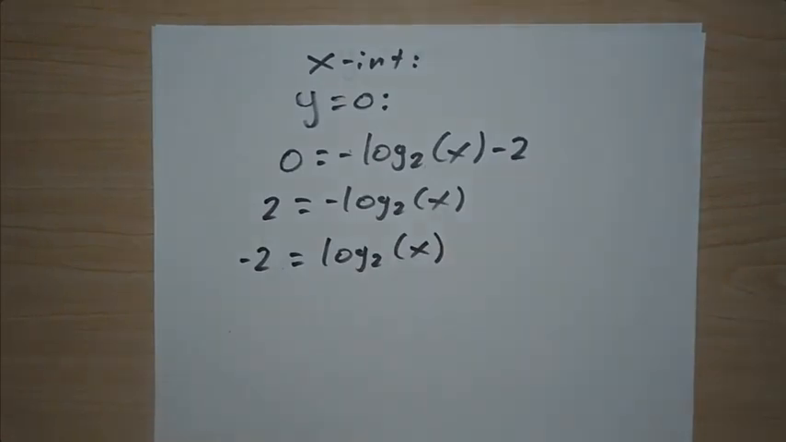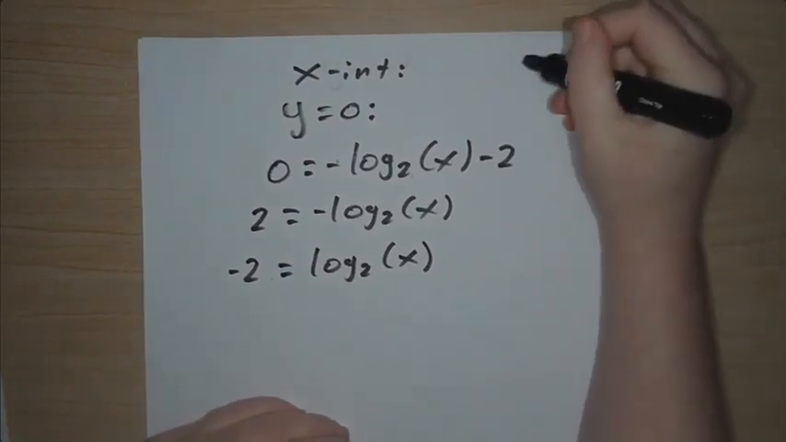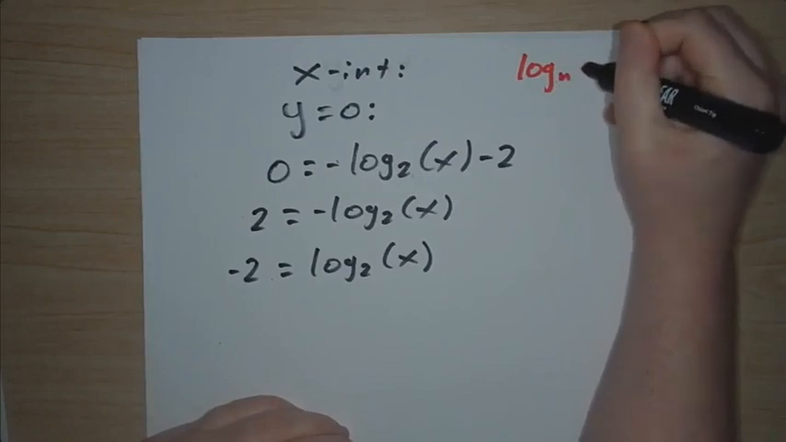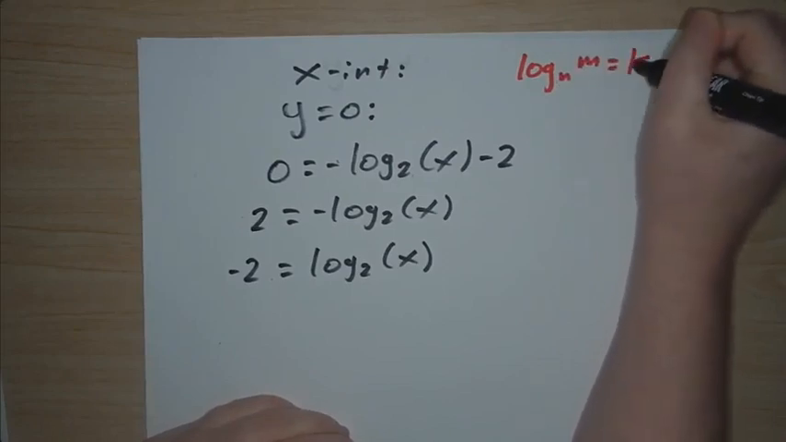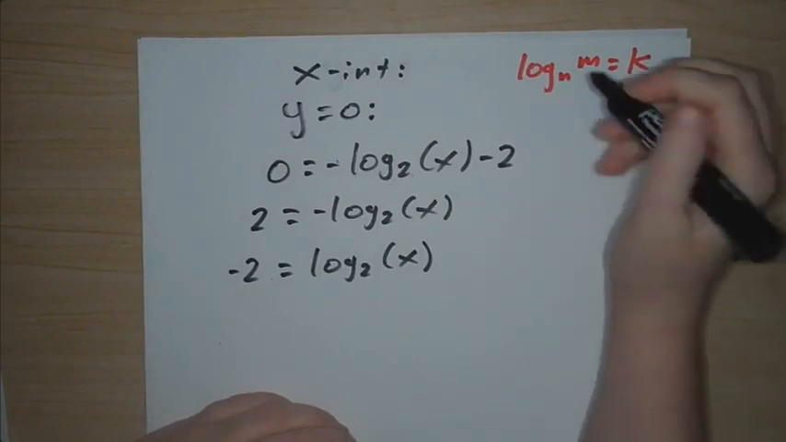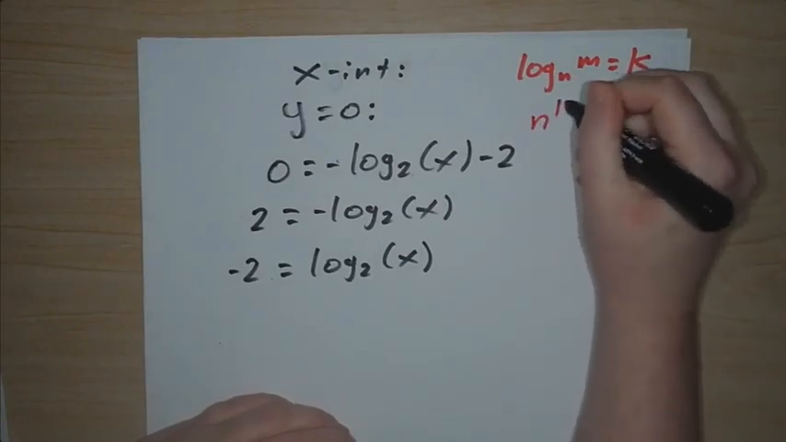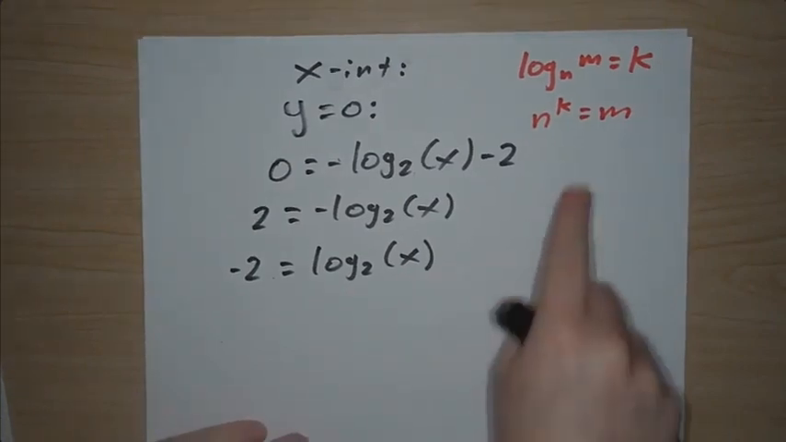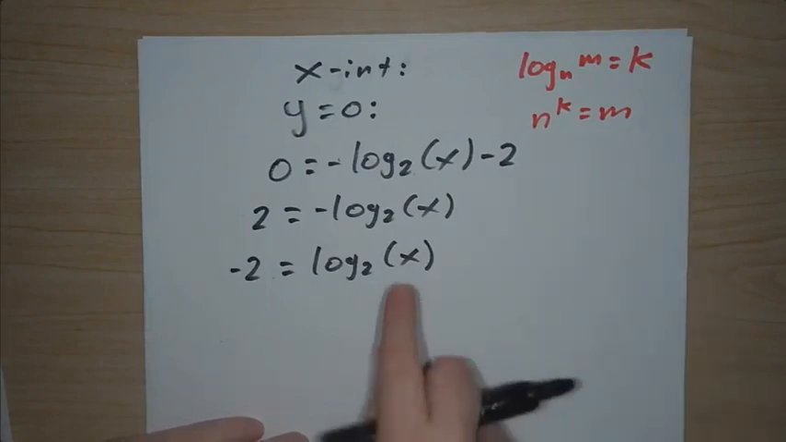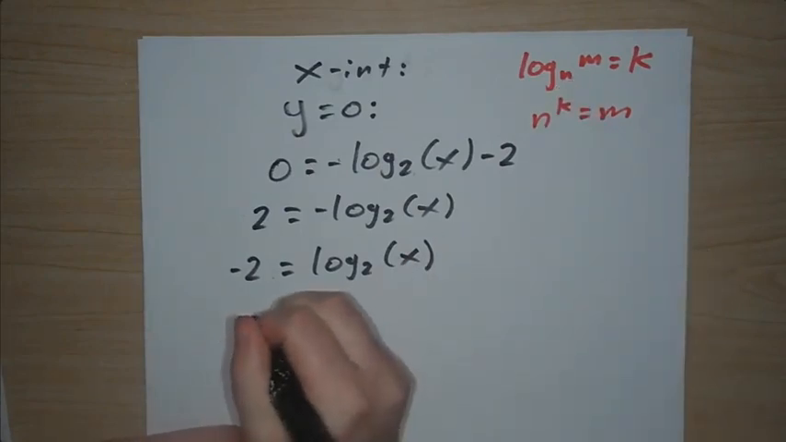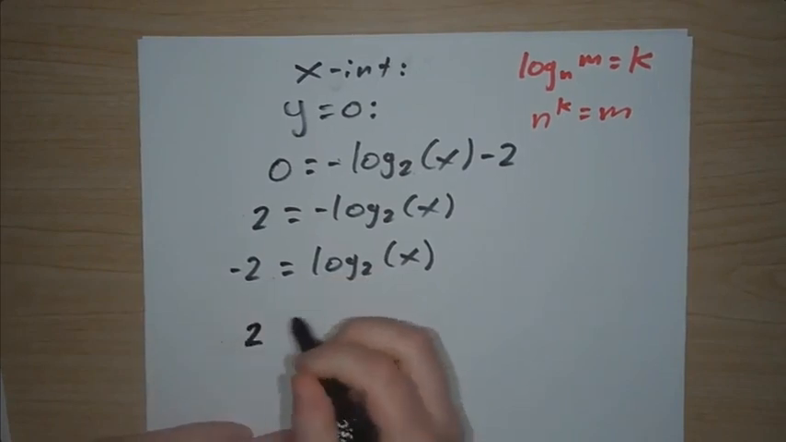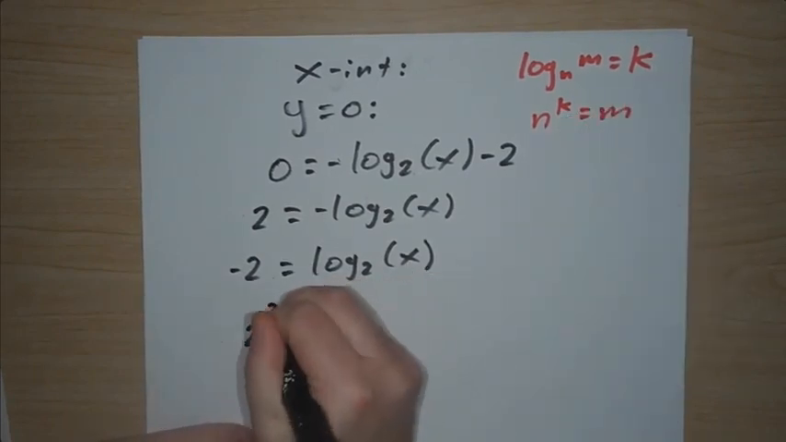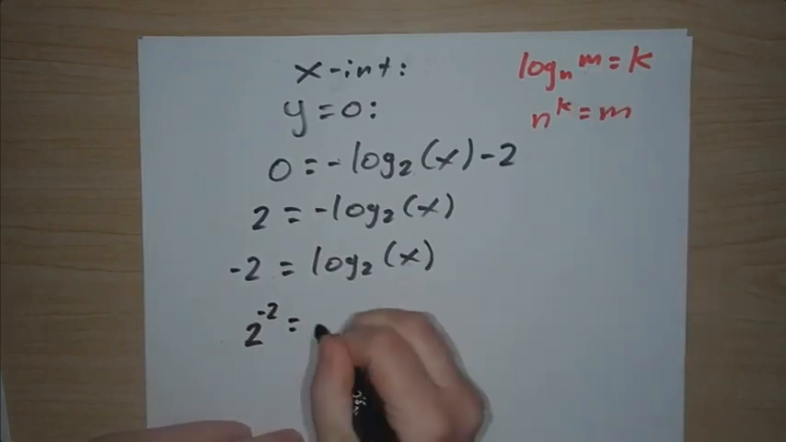And then to solve this, we need to remember what logarithms mean. Essentially, if we have log base n of m is equal to some constant k, this is an equivalent statement to n to the k is equal to m. So because these are equivalent statements, we can rewrite this in this exponent form. So our n here is 2. Our k is this negative 2. And our m is this x.